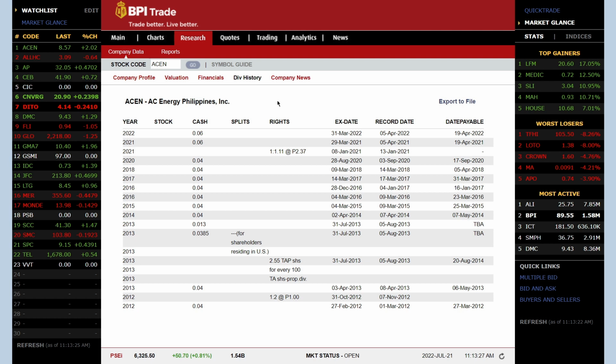para idagdag ko siya sa portfolio ko. Kasi pagka cash cow na yung business, it doesn't really need to grow that much, but sobrang sustainable and consistent ng kanyang income every single year. That's why every single year consistent sila nagbibigay ng dividends.